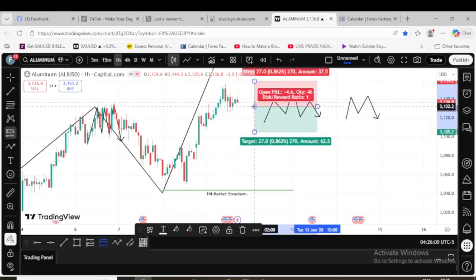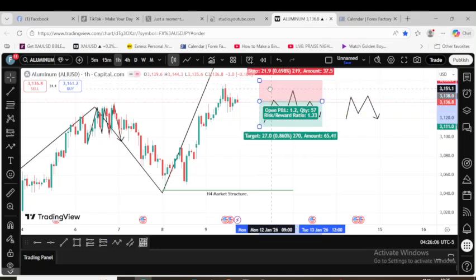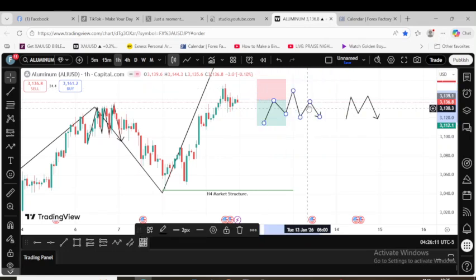short this pair. If we spot a head and shoulders pattern or an M pattern, then we'll be looking to go short on this pair to at least somewhere around here.